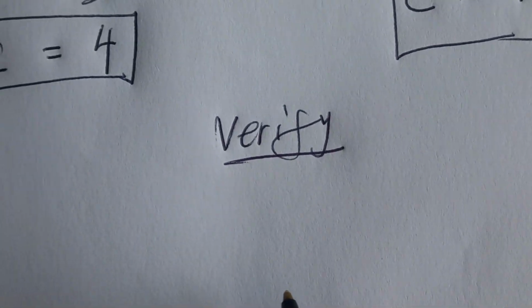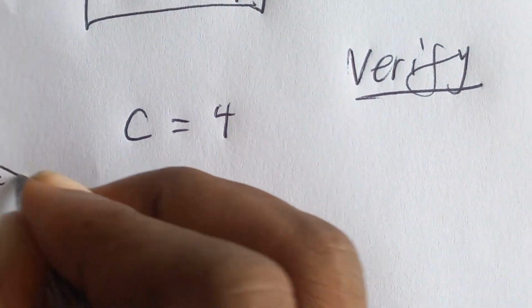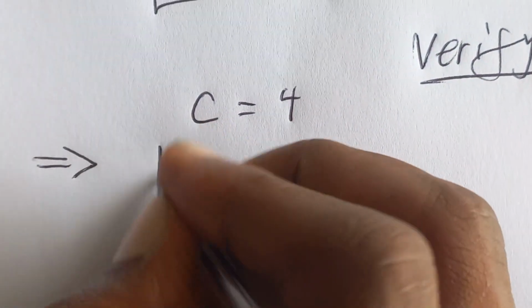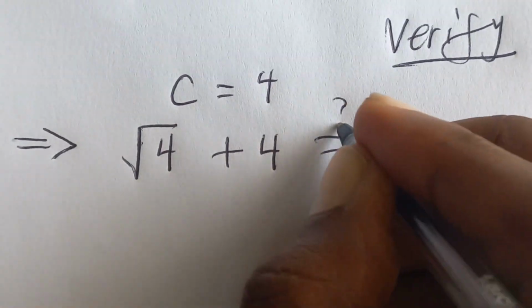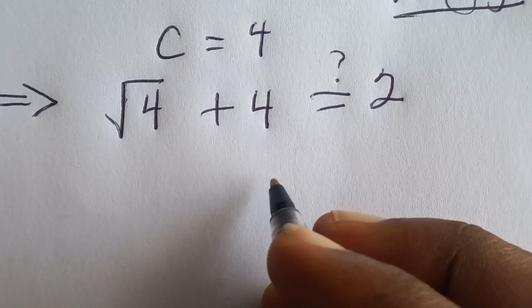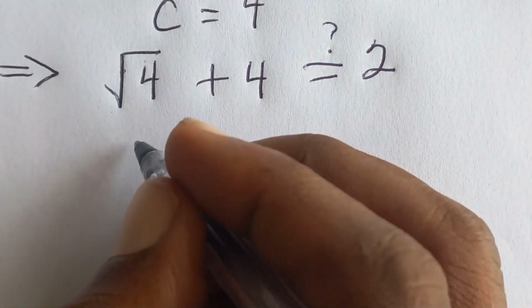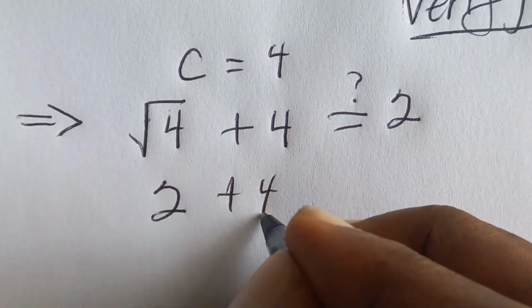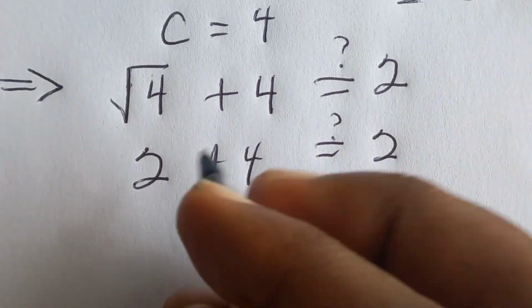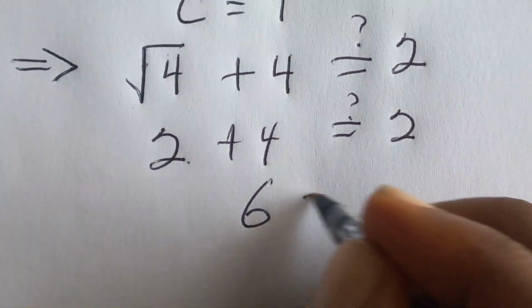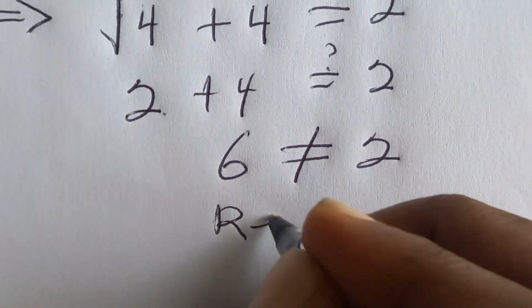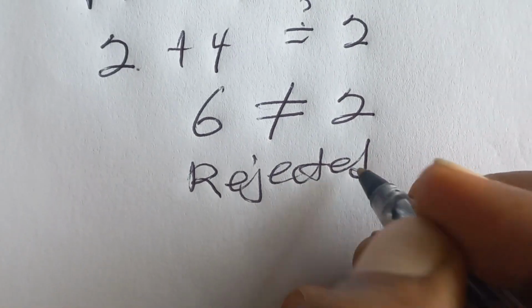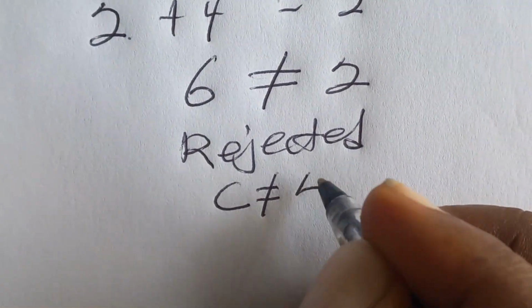Let's start with the first case. So case 1, C is equal to 4. Having square root of 4 plus 4, is it equal to 2? Now square root of 4 is 2, plus 4, is it equal to 2? 2 plus 4 is 6, and 6 isn't equal to 2. So we reject this solution. So C is not equal to 4 in this case.